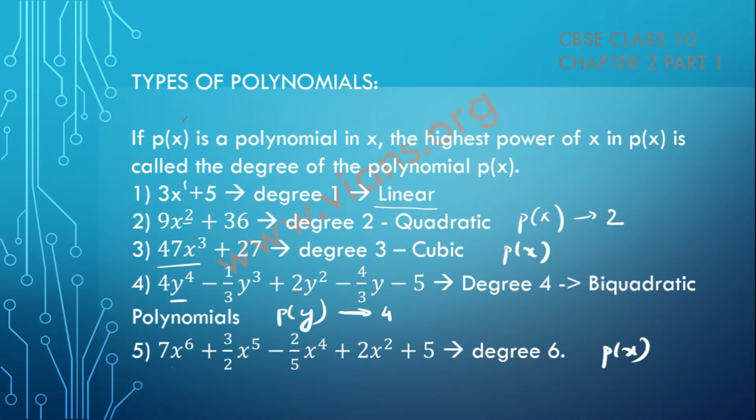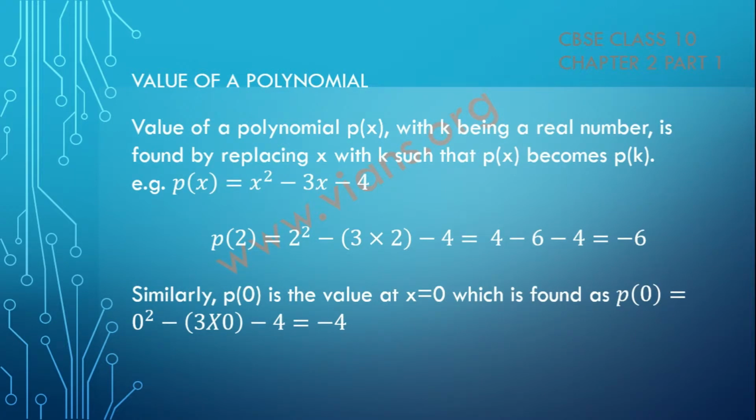So that is what is called the degree of a polynomial, and depending on the degree of the polynomial, you will have that many roots or zeros of the polynomial. Before we go into that, what's the value of a polynomial? The value of a polynomial p of x can be defined as the value obtained when you substitute a value of x into the polynomial.